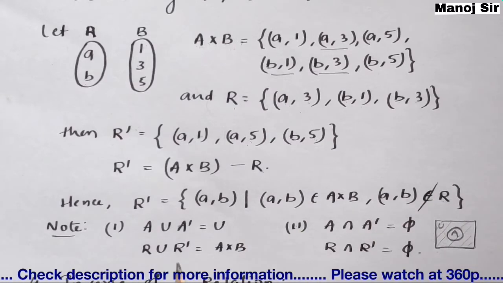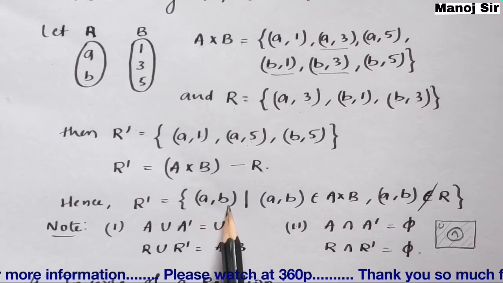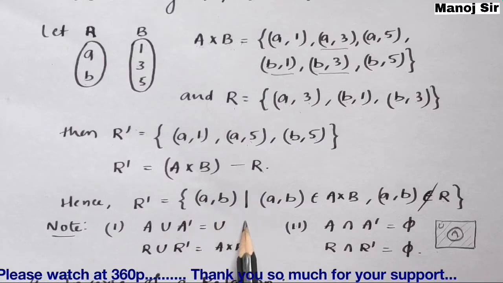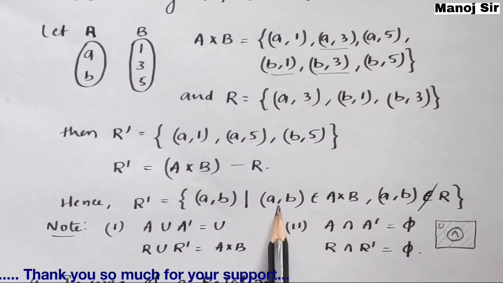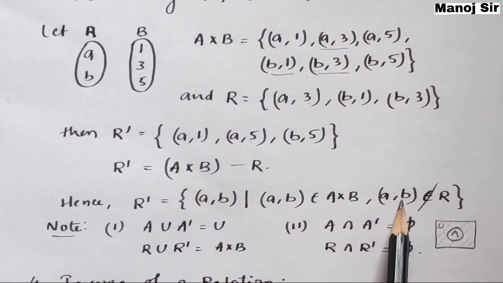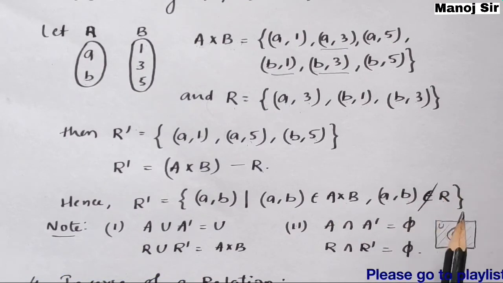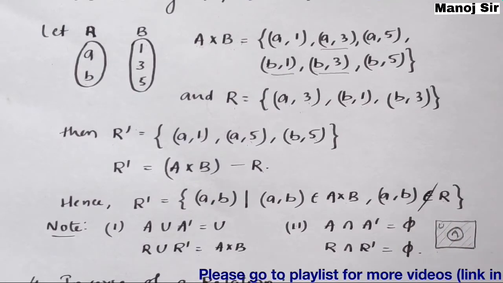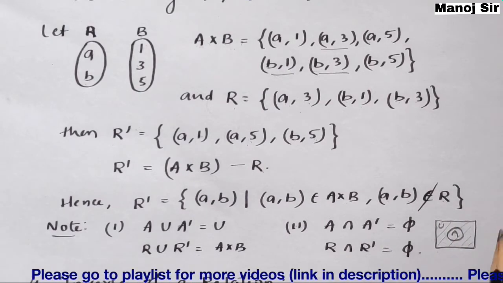I repeat this once again. R dash equals a comma b, which is an ordered pair, such that a comma b, again written as an ordered pair, belongs to A cross B, but does not belong to relation R. Now here we need to know one thing.